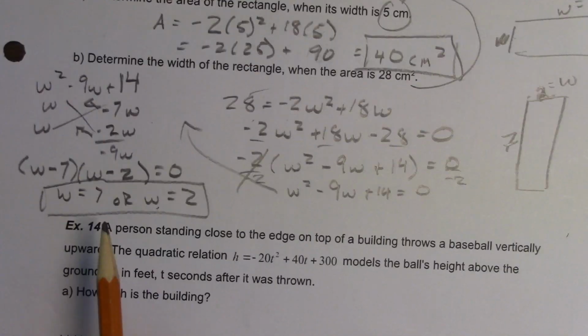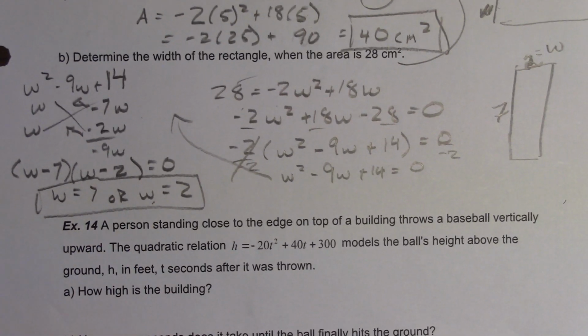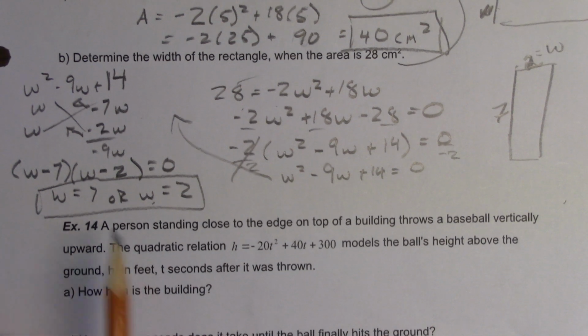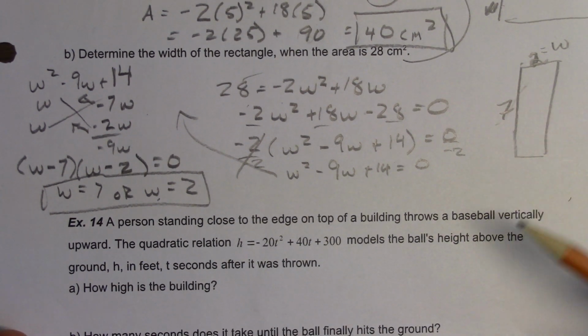Make sense? If I were to solve for the length of the rectangle, what do you think I would get? The length of a rectangle. I'd get 2 or 7. Same thing, right? It's just depending on what you call the length and what you call the width. Does that make sense?